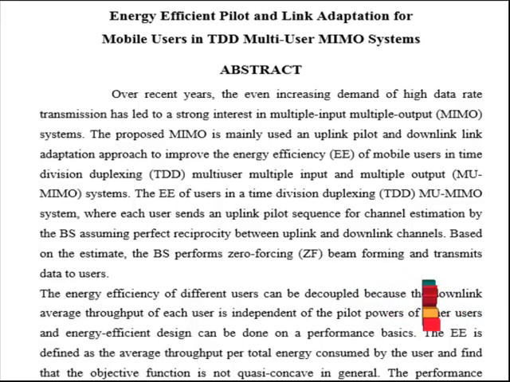The EE is defined as the average throughput per total energy consumed by the user, and we find that the objective function is not quasi-concave in general. Performance evaluation of the proposed system can be compared with the existing system result. The better result can be shown in the graph plot of the MIMO TDD system.